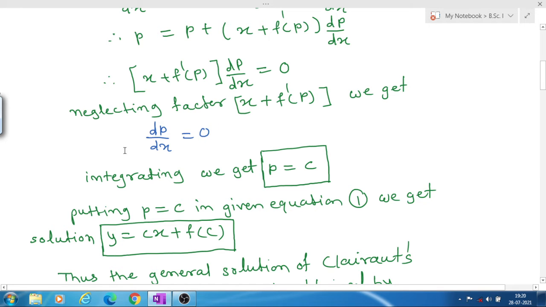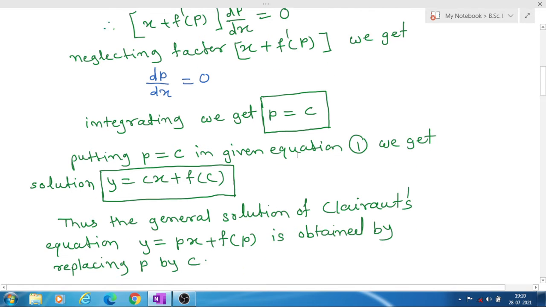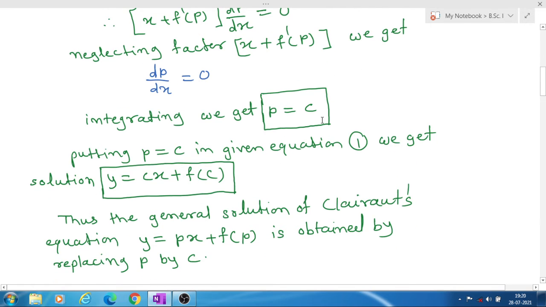Now if we integrate this dp by dx, we get p. Integration of dp by dx is p. So p is equal to, here integration of 0 is a constant, or constant of integration is c, so we get p is equal to c. So we got this solution p is equal to c.